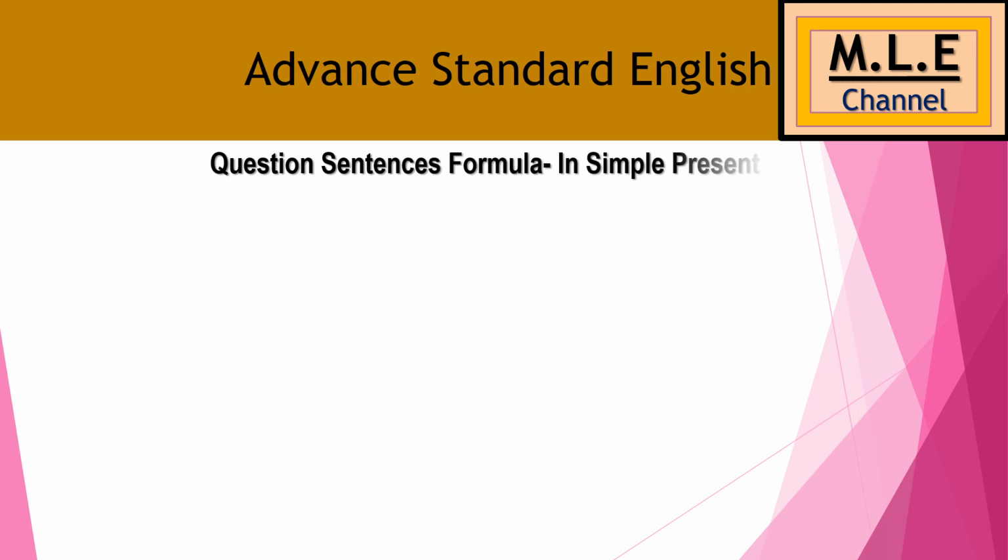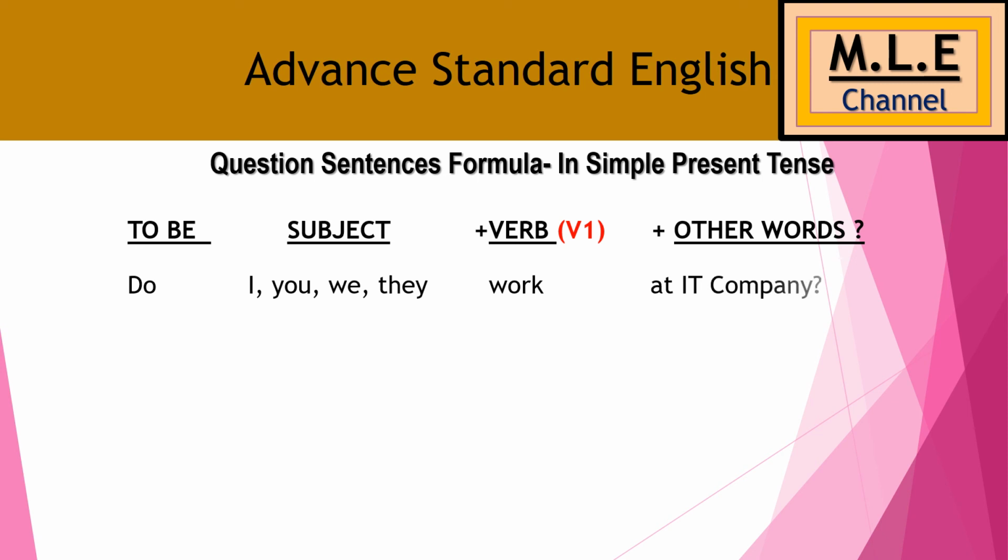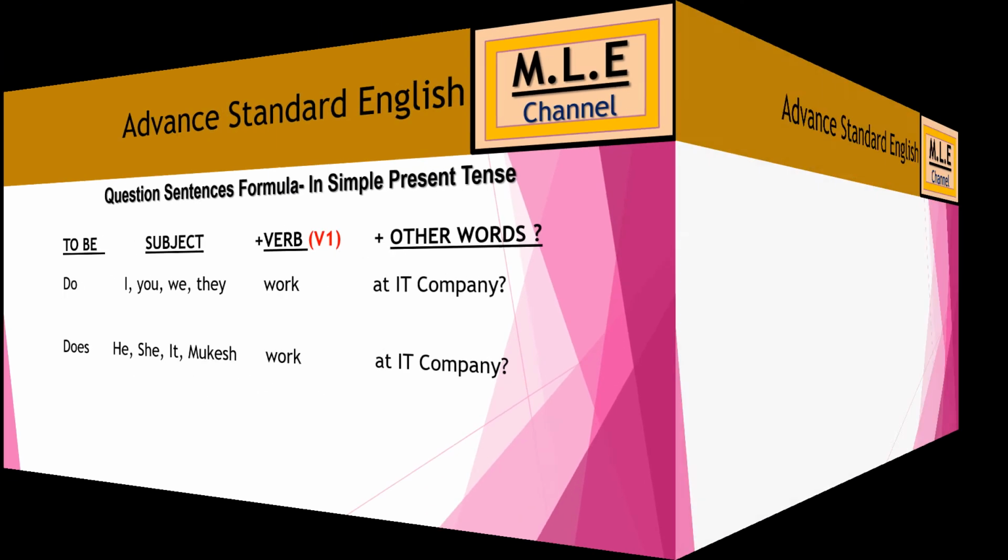Question sentences formula in simple present tense. Do first, then subject, plus verb first form, plus other words and question mark. Do, I, you, we, they, subject, verb first form work, other words at IT company and question mark. Does, he, she, it, Mukesh, subject, verb first form work at IT company, other words, question mark.